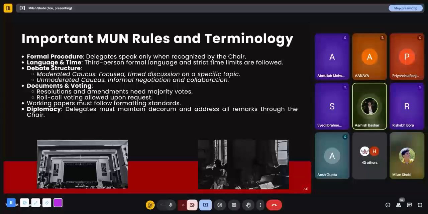Keep in mind, the better your paperwork and content, the more seriously you will be taken. Also, the diplomatic decorum: always try to be calm, respectful, and professional. Never attack or argue personally with others. Speak through the chair and not directly to other delegates. And even if you disagree with the delegate, do so politely because this is about diplomacy, not winning arguments.